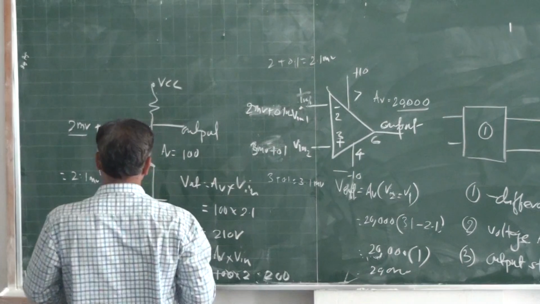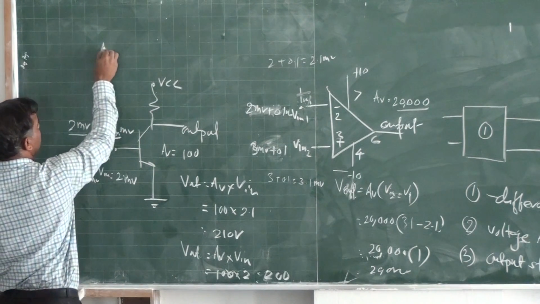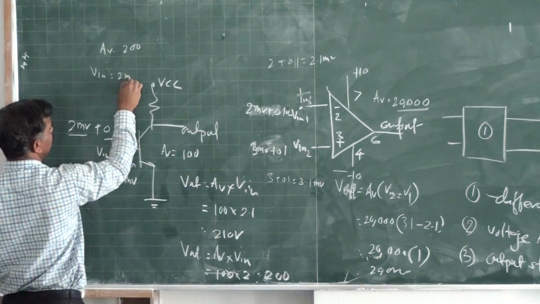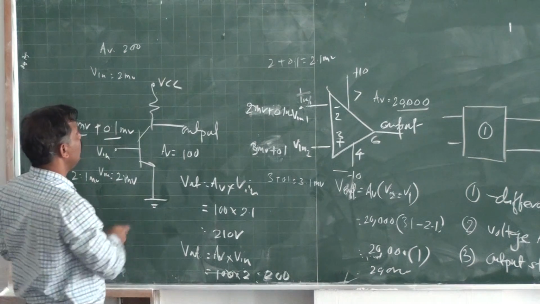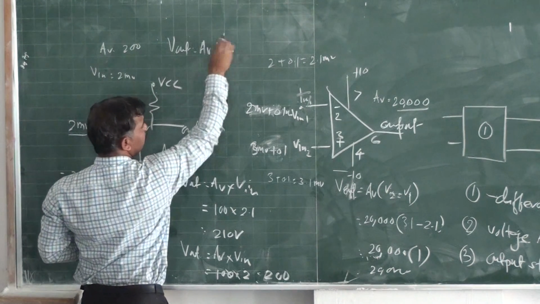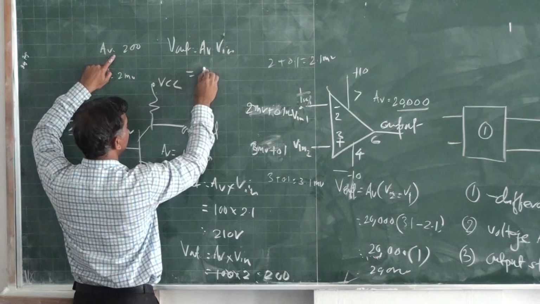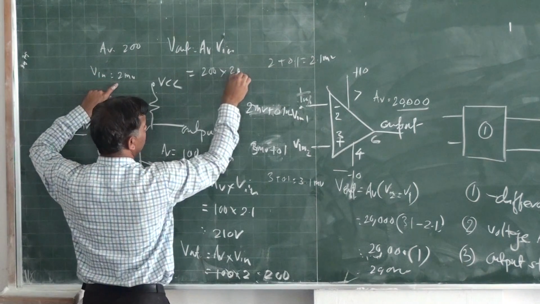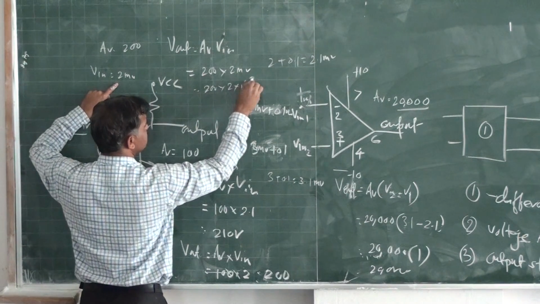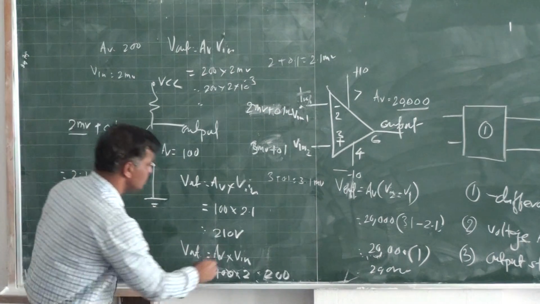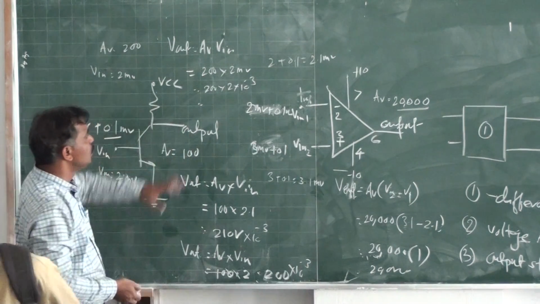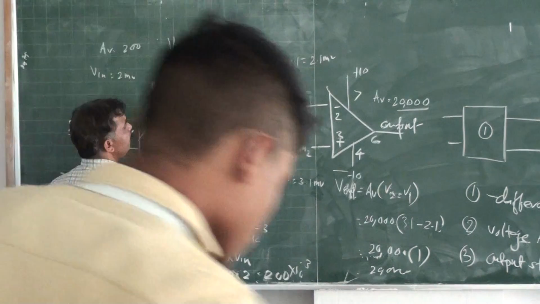Let's say for understanding purposes AB is equal to 200 and Vin is equal to 2 millivolt. By theoretical calculation, Vout will be AB into Vin, which is 200 into 2 millivolt, that is 200 into 2 into 10 raised to minus 3. So how much voltage will it be? It will come around 0.1 volt.